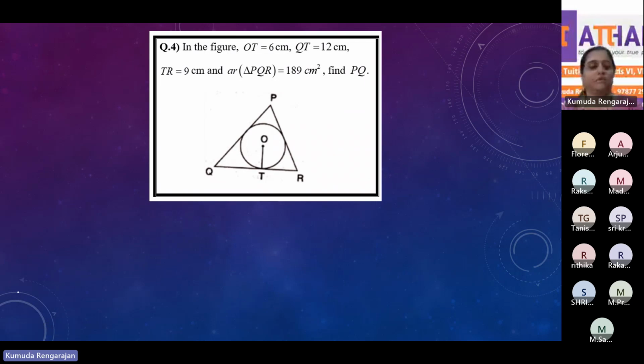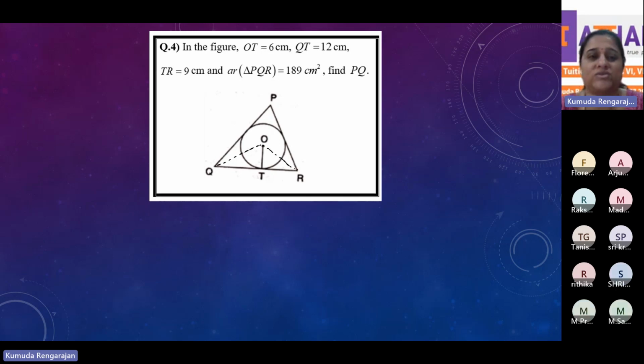Yes, children. So now join OQ, OR. There's nothing to explain in the question, children. Some values are given, that's all. If the question needed to be explained, I would definitely read and explain it. The figure is important and you can understand it at a glance. There's a triangle PQR and it's in a circle. So that's why I'm directly starting the answer.